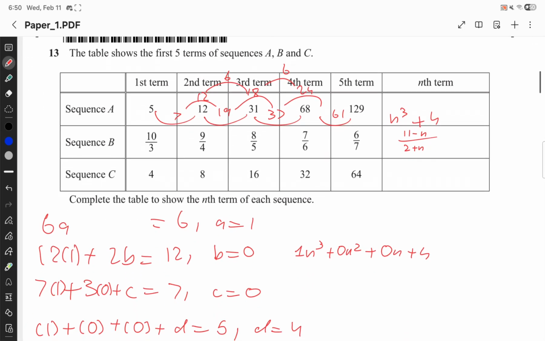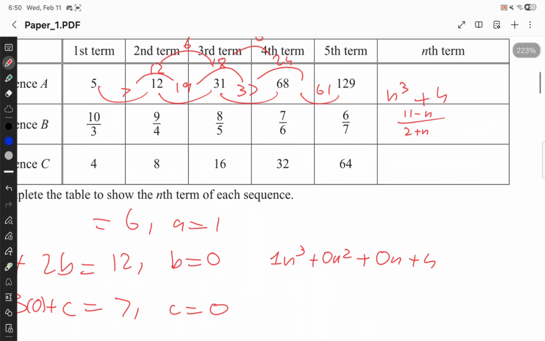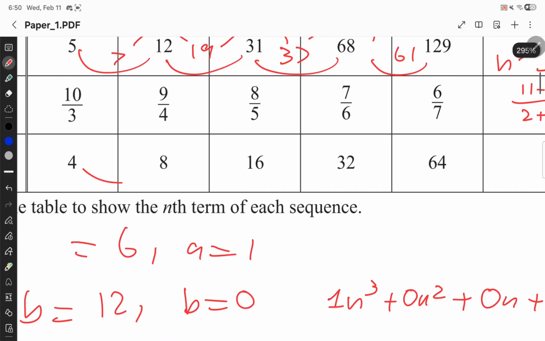Next is sequence C: 4, 8, 16, 32, 64, 128. If you are a computer student, you might recognize this. This is the power series, and this is the binary thingy. If you are not a computer student, then see that there's a times 2 going on, times 2 each time.